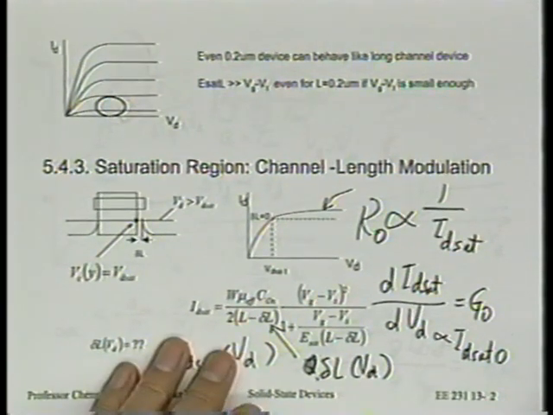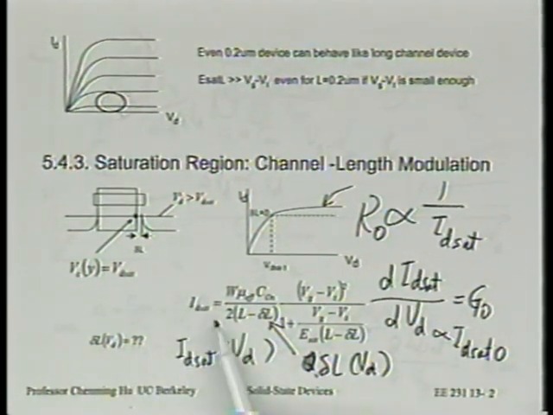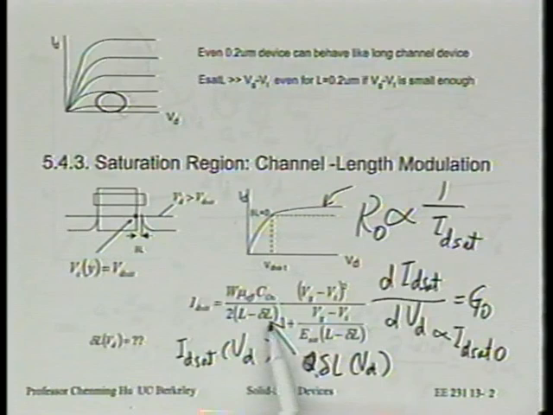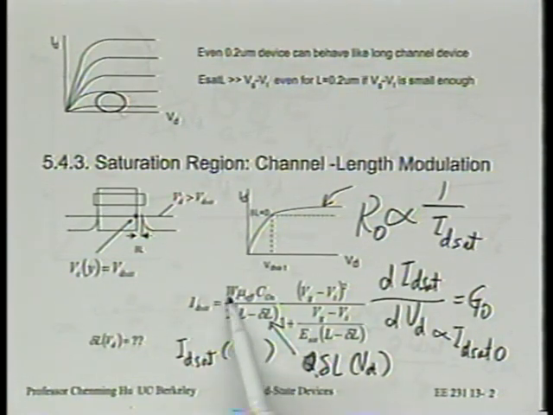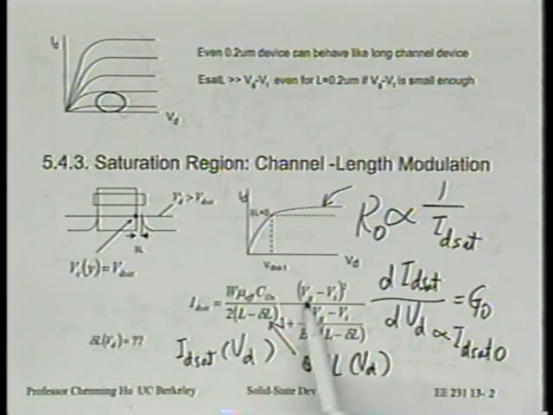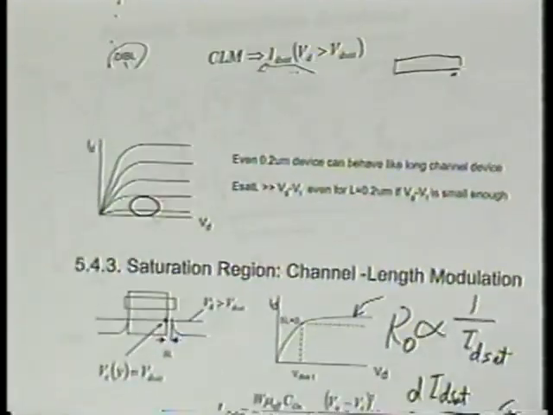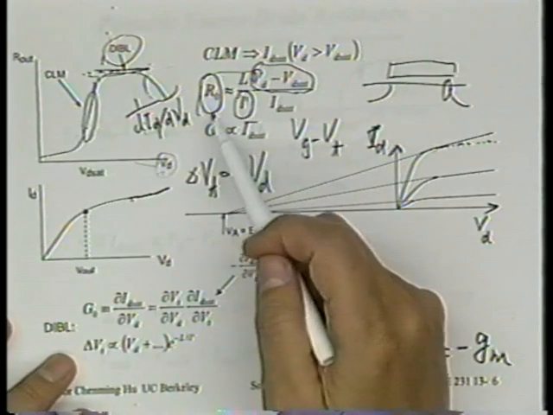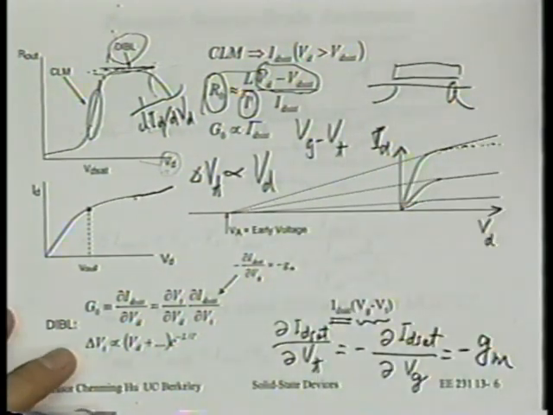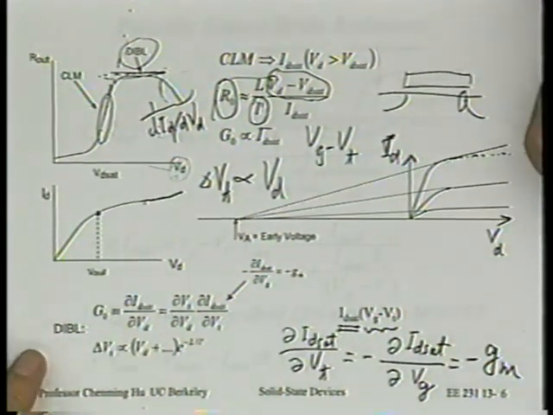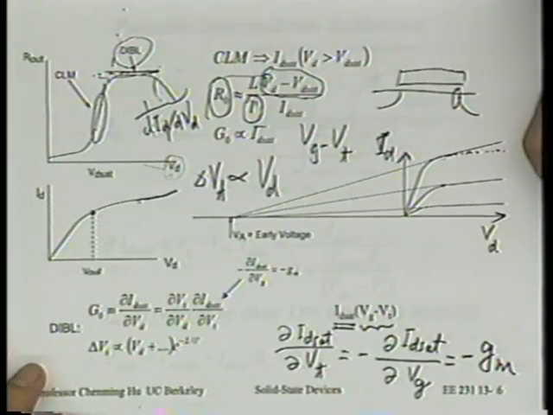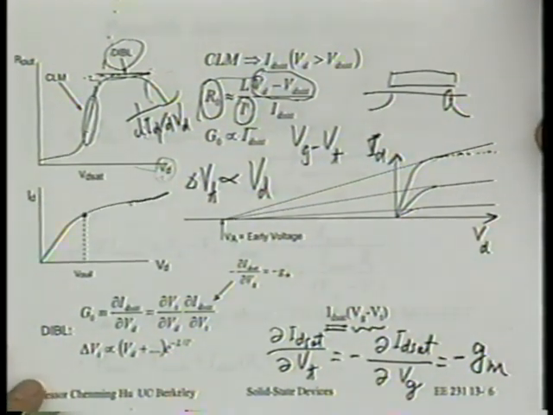Because if you differentiate this with respect to delta L, you're going to find that differential is proportional to W, proportional to mu, proportional to Cox, maybe proportional to Vg minus Vt squared. Which means ID set. Is that right? Okay. So it's not surprising that we find R out to be inversely proportional to ID set. Now this turns out to have a very important implication.